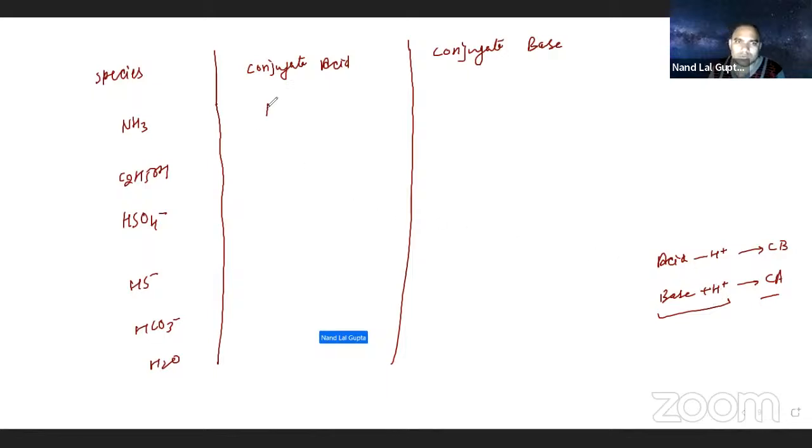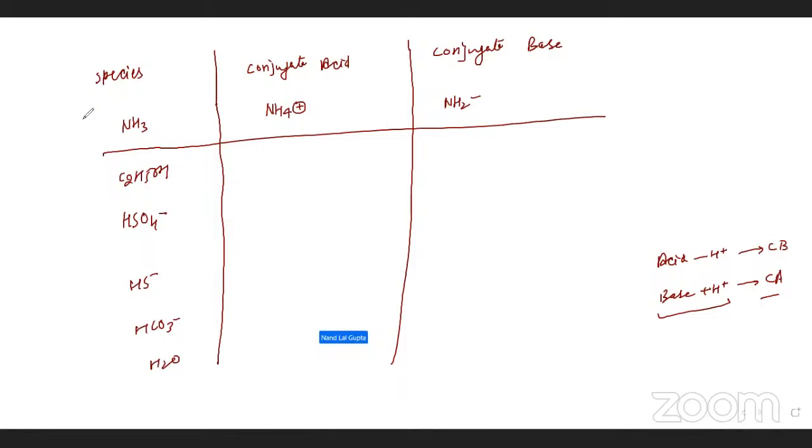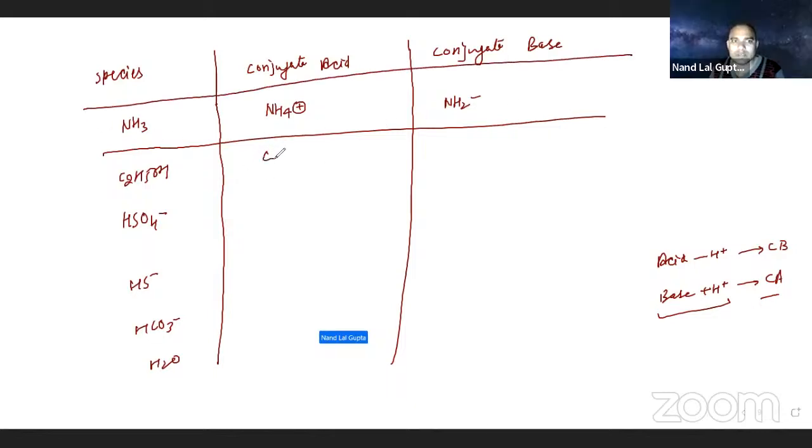Yes, sir. So it will be NH4 plus. And when it is losing H plus, that is NH2 minus. This is going to be the conjugate base. This is the first one. Next one, C2H5OH: C2H5OH2 positive charge, and here is C2H5O minus. This will be the conjugate base.